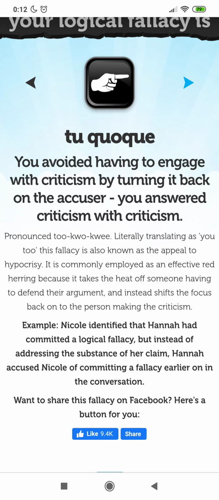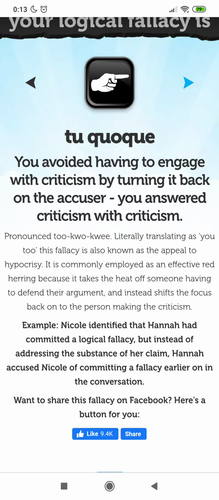Tu quoque: you avoided having to engage with criticism by turning it back on the accuser. You answered criticism with criticism. Tu quoque, literally translating as "you too," is a fallacy. This fallacy is also known as the appeal to hypocrisy.